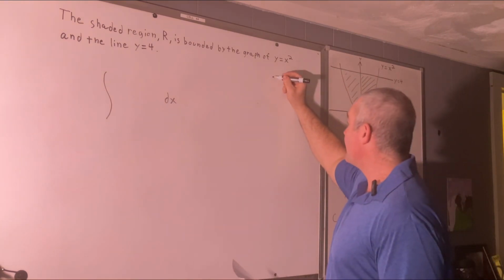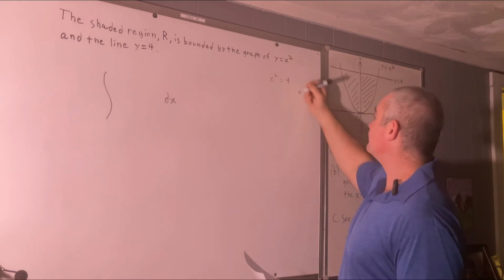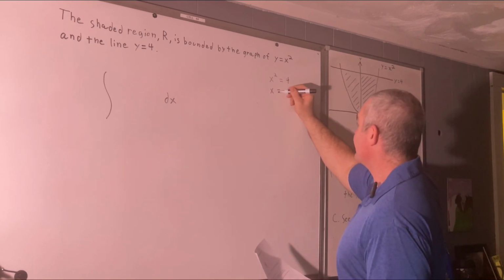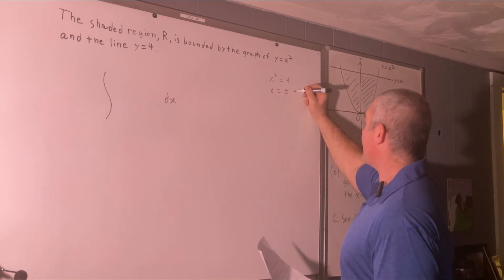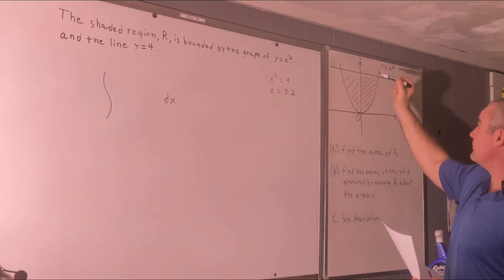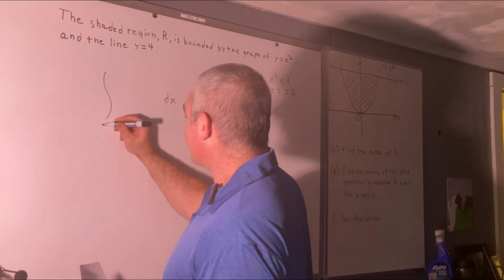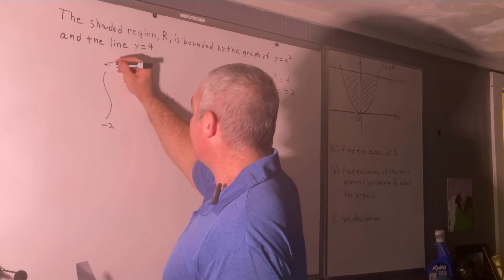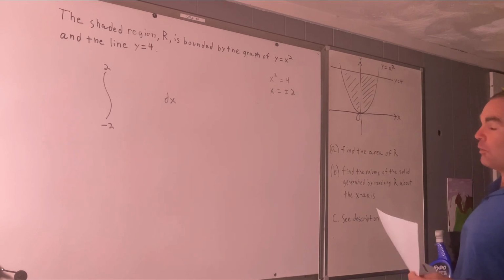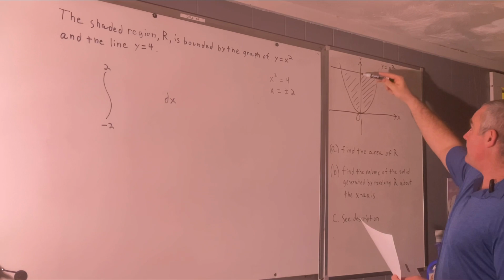So if we say x squared is equal to 4, then we get that x is equal to plus or minus 2. So this would be our x equals minus 2, and this would be our x equals 2. So we have the integral going from minus 2 up to 2. All right. Now what are we integrating? We're trying to find the area of this.